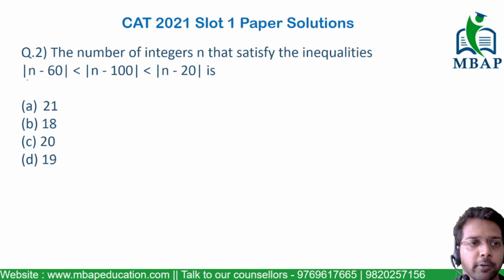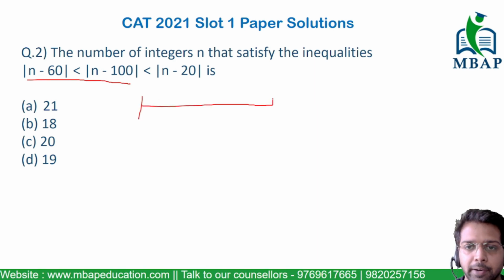Let's try to fit the first range. Let's look at this part. The mod of n minus 60 is less than mod of n minus 100. Let's try to plot these values on this number line and let's see the range of values that we can get here.